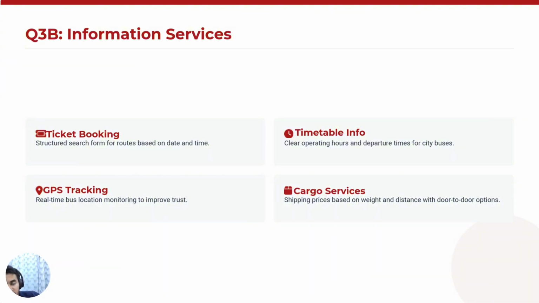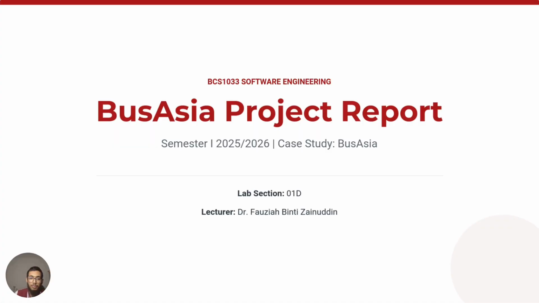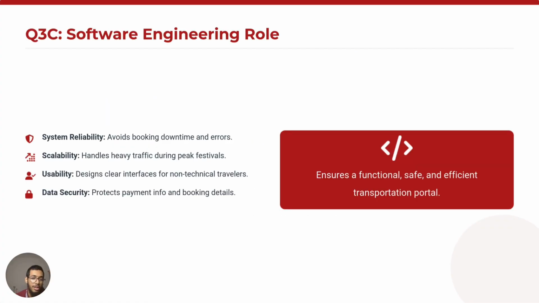So let's move to our classmate in question 3C. I will continue in part C. Bus Asia is not just a normal website, it handles real bookings, schedules, and payments. So it must be built carefully and in an organized way. Software engineering helps make the system reliable so bookings and schedules work correctly. It helps with performance so the system can handle many users at the same time.